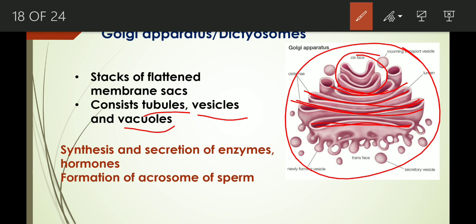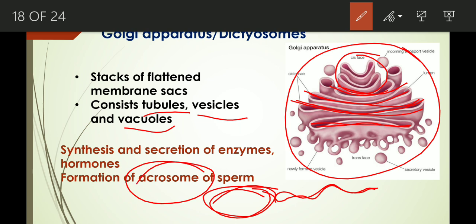This is a very simple cell organelle, and the main function is they secrete and synthesize enzymes and hormones. That means first they synthesize the enzymes and hormones, and at the same time they secrete those enzymes and hormones. And apart from this, they form the acrosome of sperm. Sperm, we all know, is present in males, right? Sperm has a part called acrosome. Golgi apparatus helps in the formation of the acrosome of sperm. Clear?